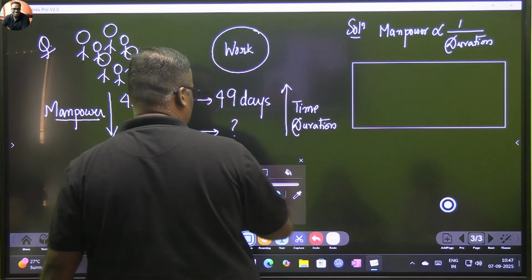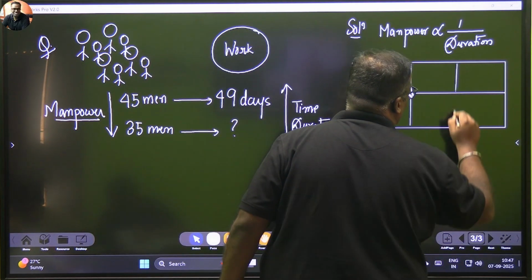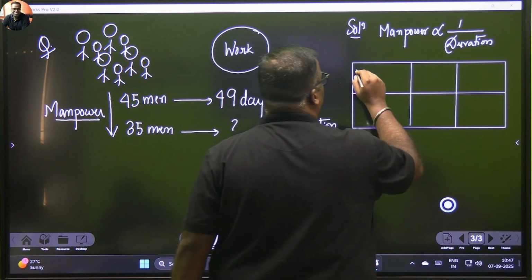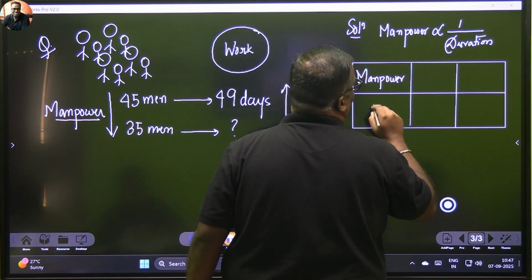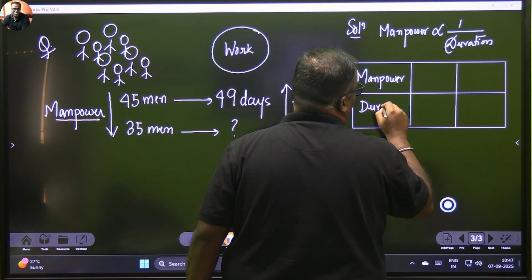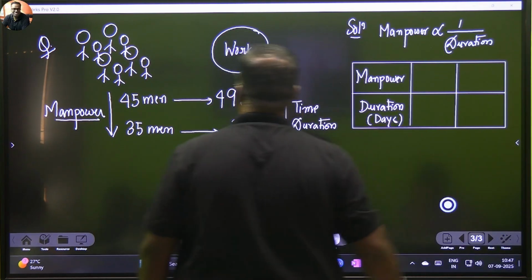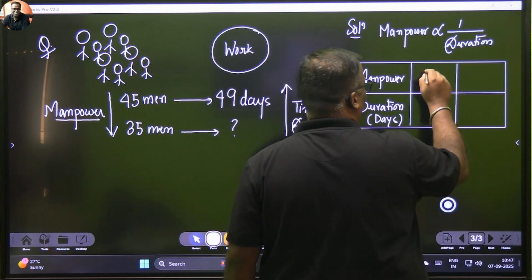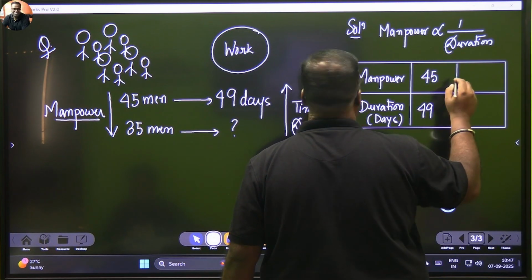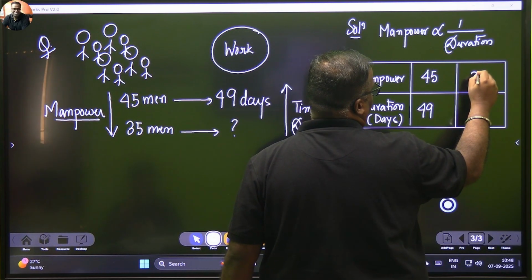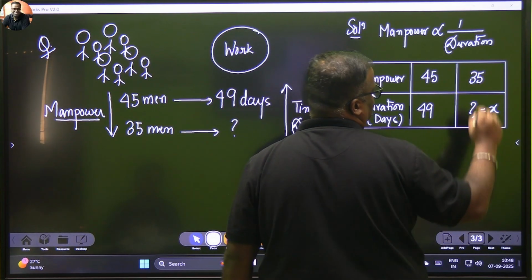Inside the baksa we will make the kaksa. So let's make the kaksa. So this is my kaksa, and then we will make 2 slots, and then we write manpower, and we write duration. So the duration is coming always in what, beta? Days. So we first fill our data. When our manpower is 45, then we are taking 49 days. When our manpower is 35, and then we are taking how many? Unknown. So we say it as X.